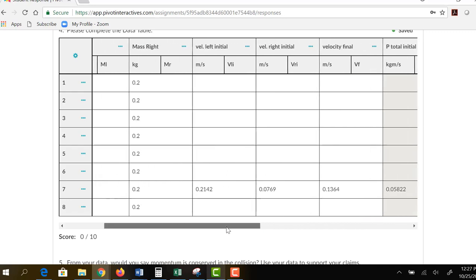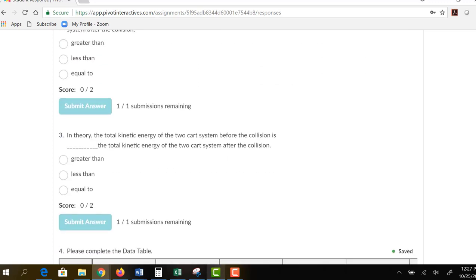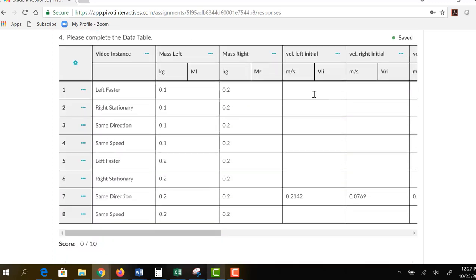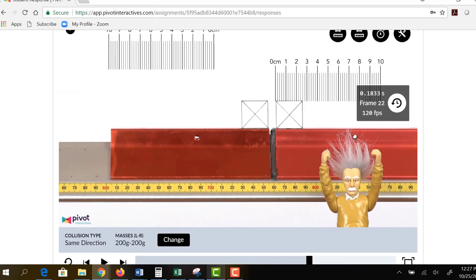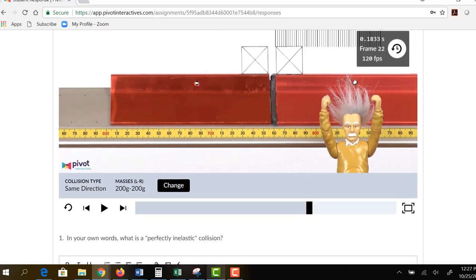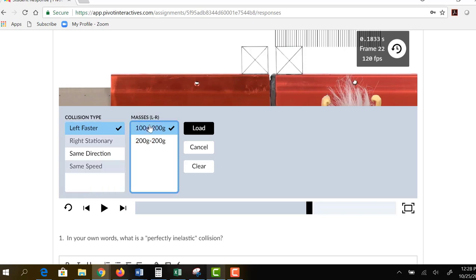So go through and do all these different arrangements. Just be careful again if something's moving to the left. It's up to you to put the negative sign in here for the velocities. Okay, so have some fun with that. And one other thing to say, let me show you another collision type. Same direction. Let me pick, let's see. Let me pick maybe left faster, and I think this is the one I'm looking for.